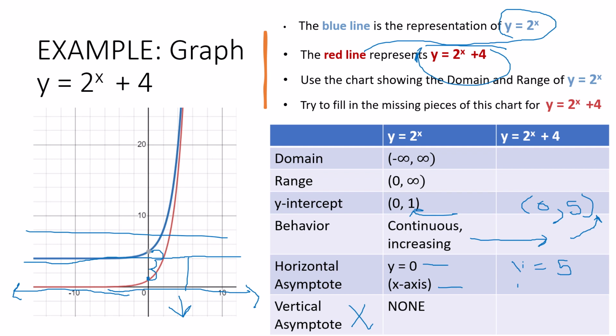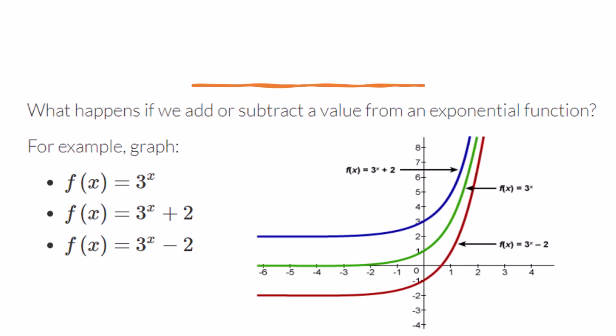Okay, the range is now going to be from, let's see, where is that asymptote? It's at 4 to infinity. The domain is still going to be, remember the domain is what can your x's be? Can be anything negative or positive. And that's it. I think we've got everything here.